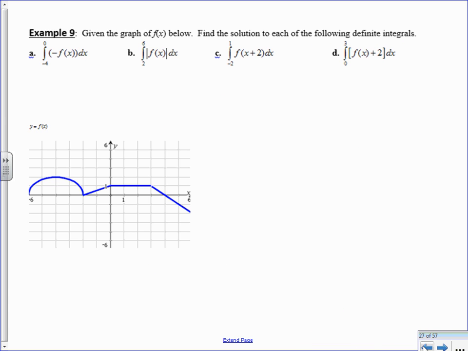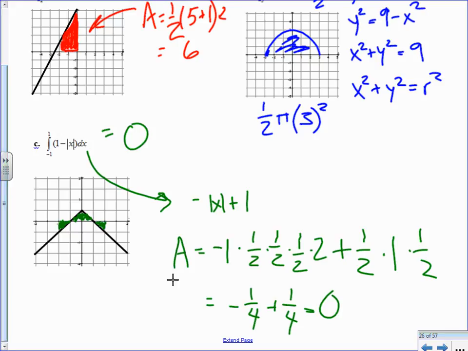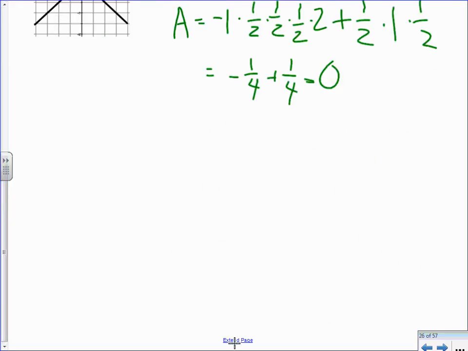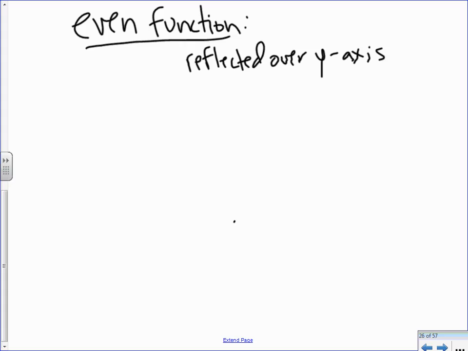Okay, fantastic. There's actually just one last thing to talk about in Standard 2 that might be important for you. I want to remind you what an even function is and what an odd function is. An even function is reflected over the y-axis. So let's give ourselves an example here.